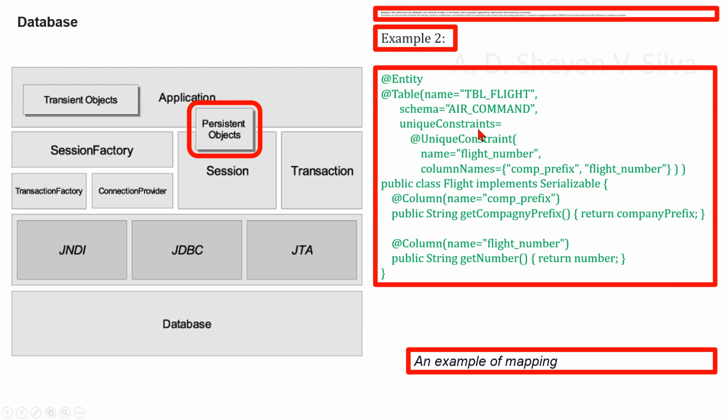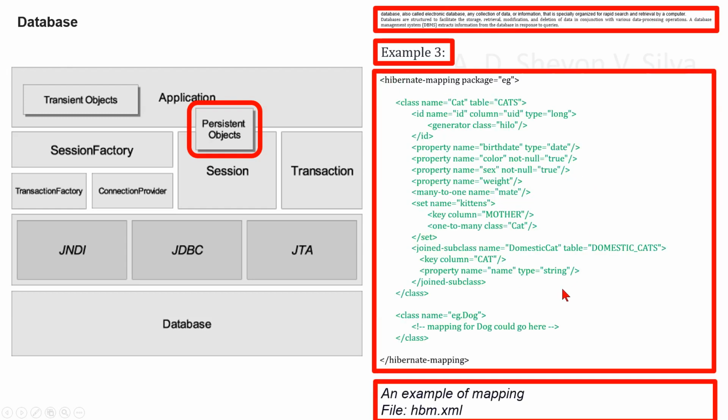The constraint's name is optional, generated if left undefined. The column names composing the constraint correspond to column names as defined before the Hibernate naming strategy is applied. And you can see here column names. Here you can see an example of mapping in hbm.xml file.